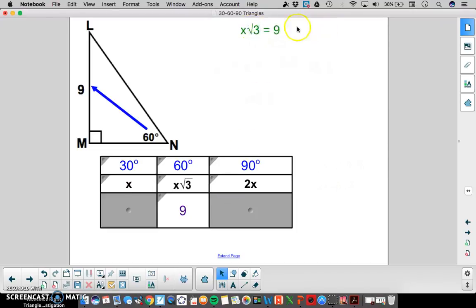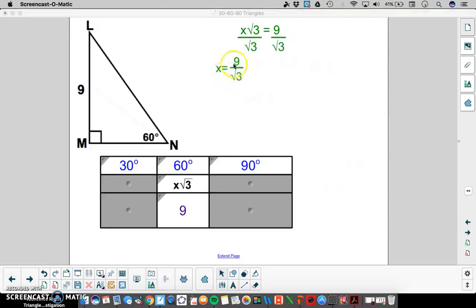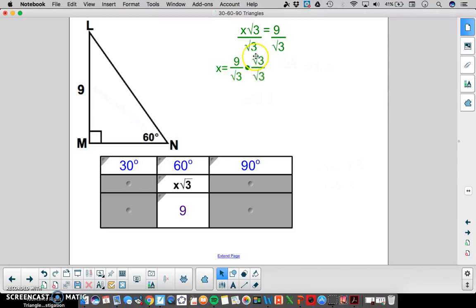So I know x root 3 is equal to 9. To be able to solve for x, divide by root 3. So our x value is 9 divided by root 3, but we can't write it that way, so we have to rationalize that denominator by multiplying by root 3 over root 3. That gives us 9 root 3 over 3, which reduces to 3 root 3. So our x value across from 30 is 3 root 3.